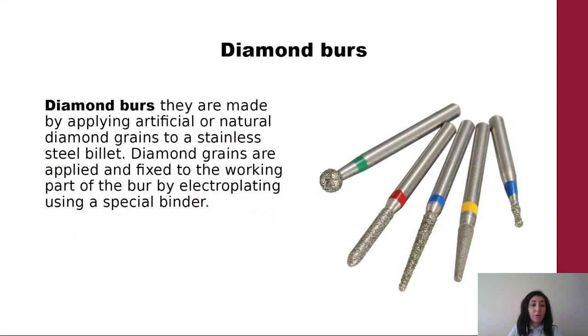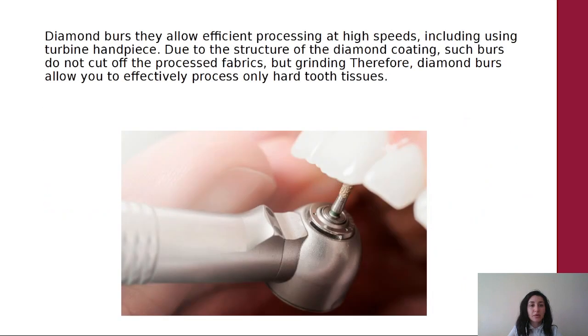Diamond burrs are made by applying artificial and natural diamond grains to a stainless steel billet. Diamond grains are applied and fixed on the working part of the burr by electroplating using a special binder. Diamond burrs allow efficient processing at high speeds, including using turbine handpieces. Due to the structure of the diamond coating, such burrs do not cut the processed tissues but grind them. Therefore, diamond burrs allow you to effectively process only hard tissues.